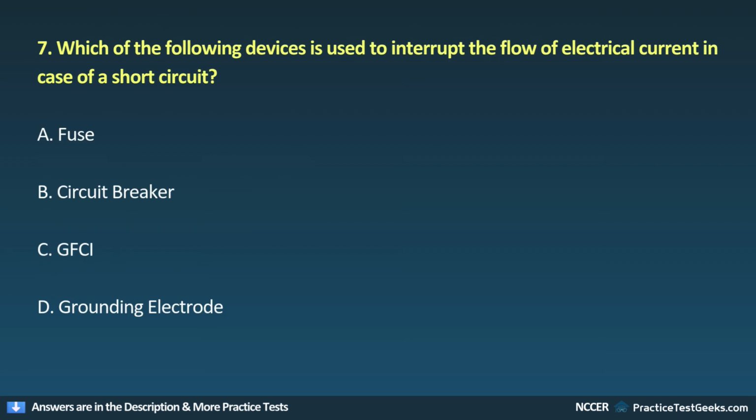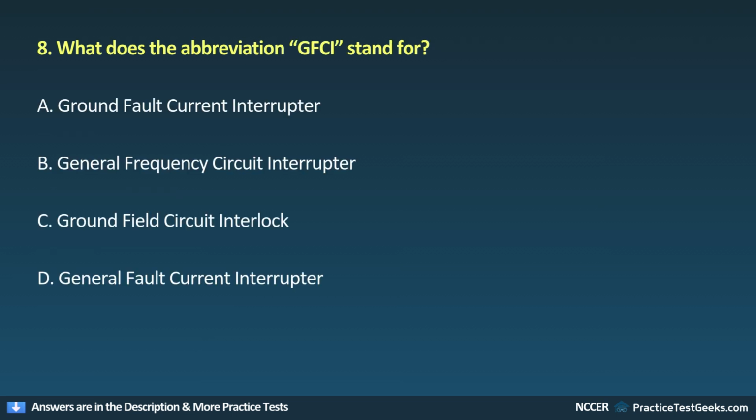7. Which of the following devices is used to interrupt the flow of electrical current in case of a short circuit? A. B. Circuit breaker. C. D. Grounding electrode.